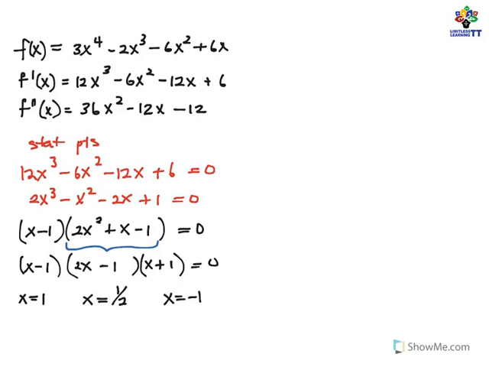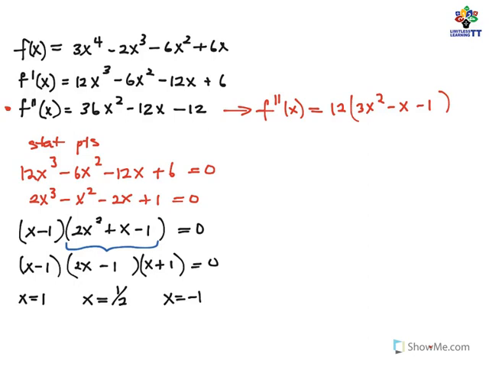What you use to determine the nature is your second derivative function. And what I'm going to do to my second derivative function, I'm just going to simplify it a little bit, because all of my terms have 12 in common. So I'm just going to pull out a 12. And that's going to leave me with 3x squared minus x minus 1, right?